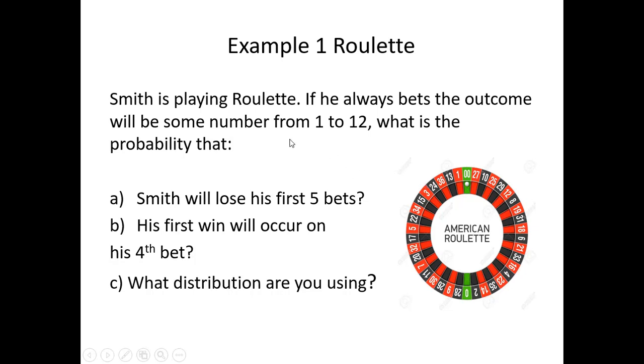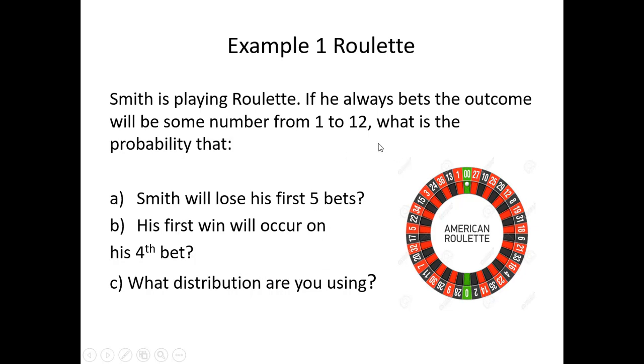So let's say Smith is playing roulette. If he always bets the outcome that some number from 1 to 12 will occur, what's the probability that Smith will lose his first 5 bets? And part B, his first win will occur on the 4th bet. And then C asks, what distribution are you using?